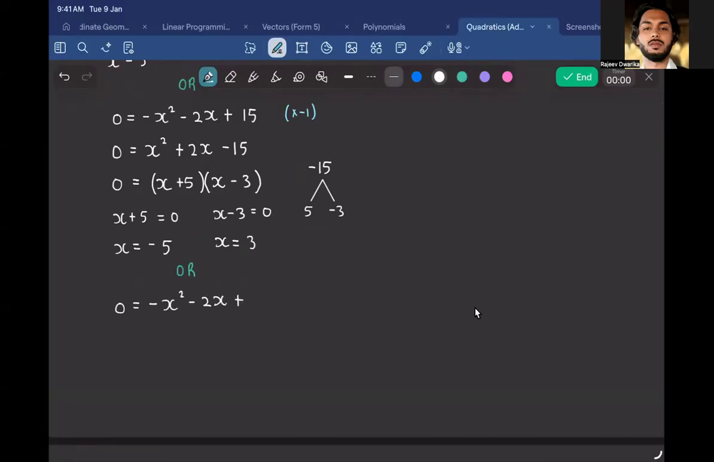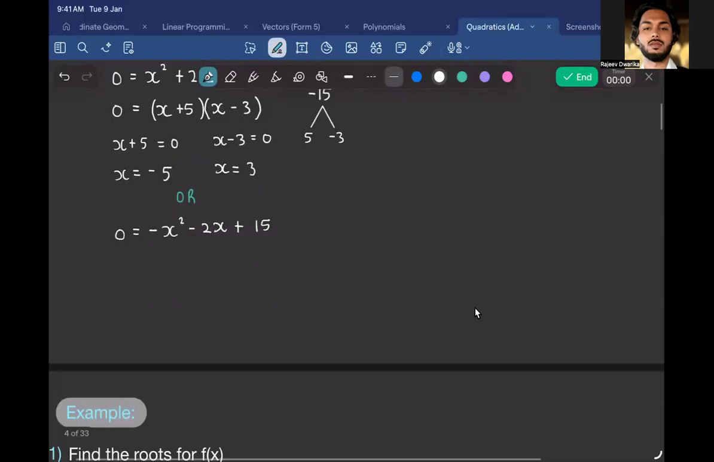All right, so Avinash, what is A and what is C? A will be negative 1. C will be 15. Right, so negative 1 times 15 is negative 15. So we're trying to figure out what two numbers would multiply to give you negative 15, but add to give you negative 2.